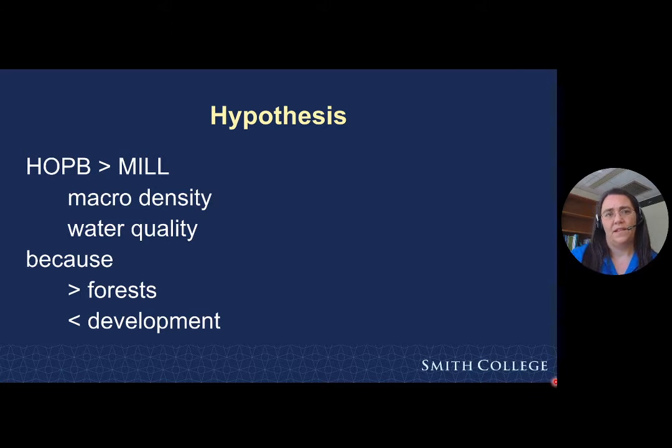The students hypothesized that the Lower Hop Brook would have greater macroinvertebrate density and greater water quality than the Mill River because of the differences in land use, the Lower Hop Brook having more forests and less development.